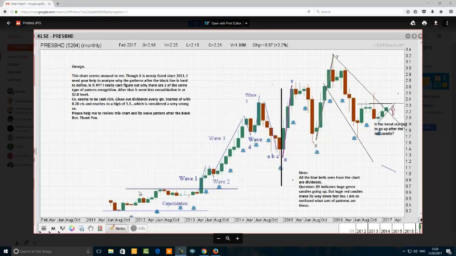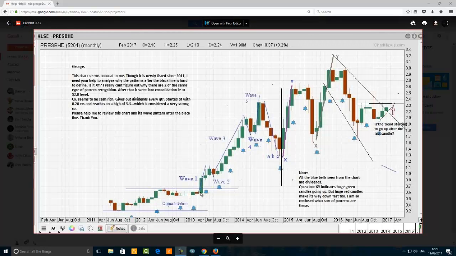So the wave count that she did was good because you can see she said we have a consolidation in this session here. And then she labeled this one a first wave, second wave, third wave, fourth wave, and a fifth wave. As you can see, this is an impulse wave because we don't have any violation of the Elliott wave principle. It's all okay, because the fourth wave did not overlap the first wave, and also the third wave is not the shortest wave.